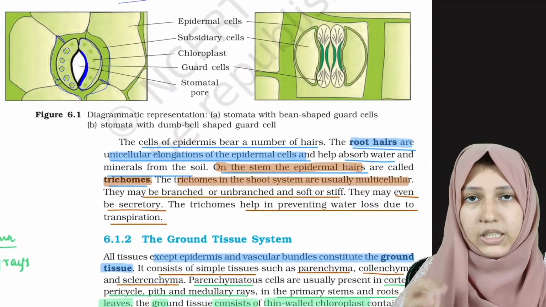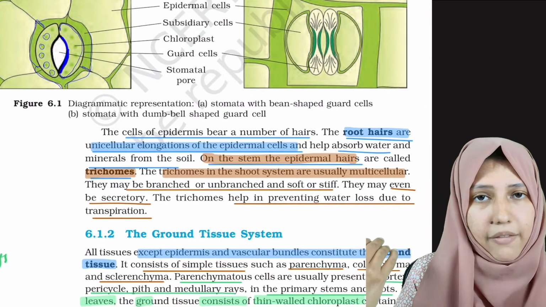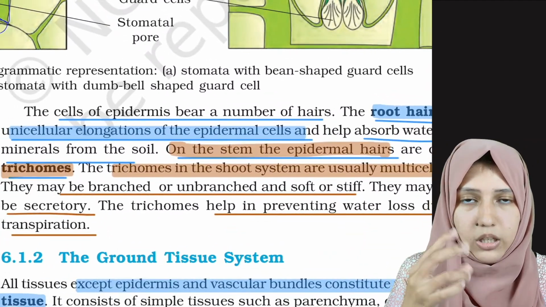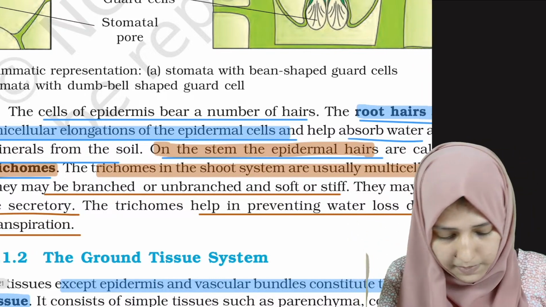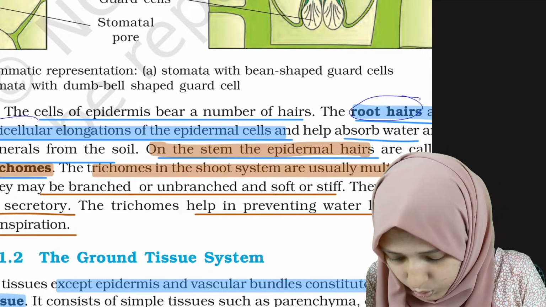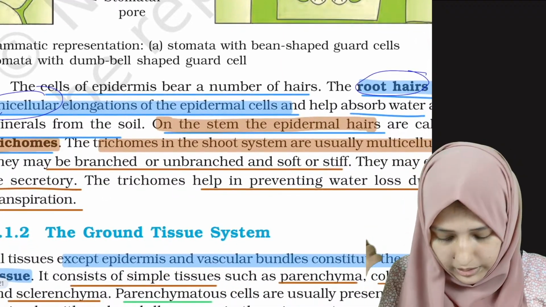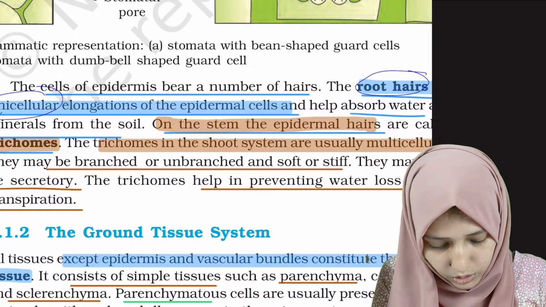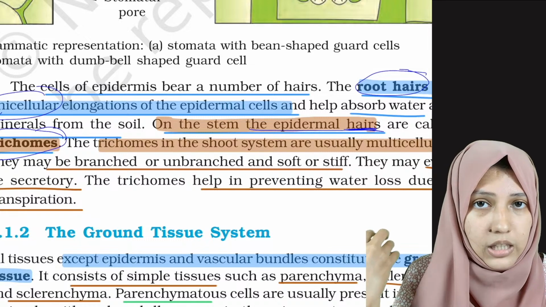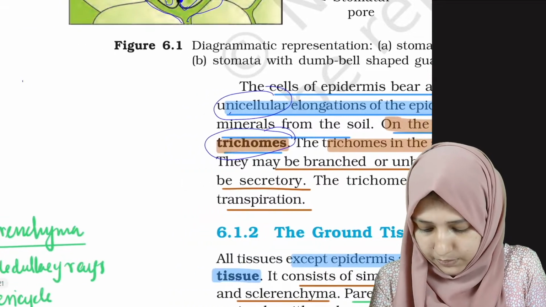Okay. Now as we said, they will be having epidermal appendages. Cells of epidermis will be having a number of hairs, and there are two types, root hairs and trichomes. Root hairs are unicellular. Just remember the point. They are unicellular and they absorb water and minerals from the soil. In root it was root hairs, and in stem the epidermal hairs are known as trichomes. What are they known as? They are known as trichomes, and they are usually multicellular.